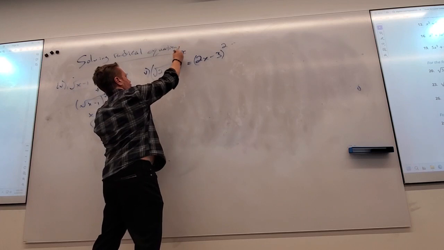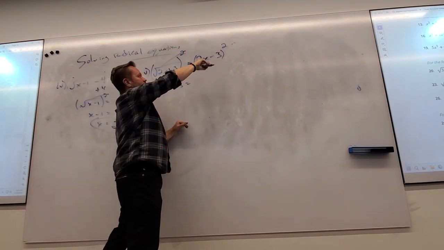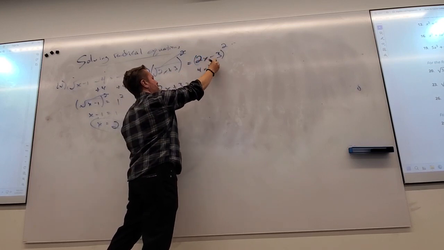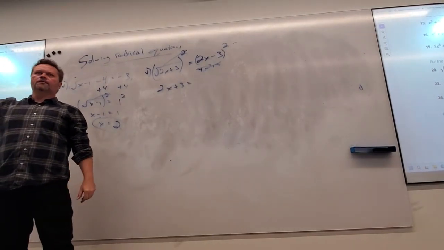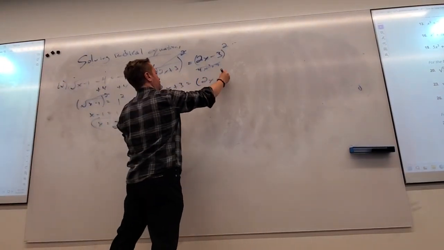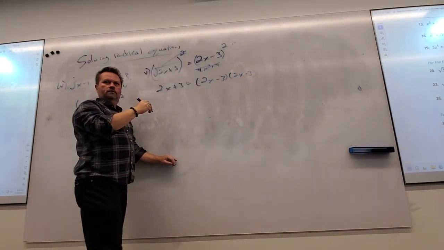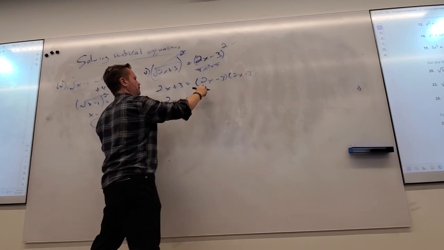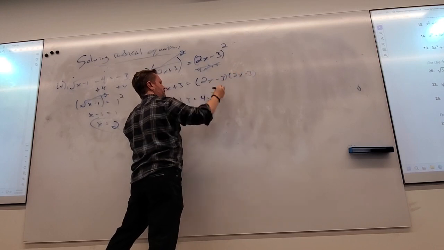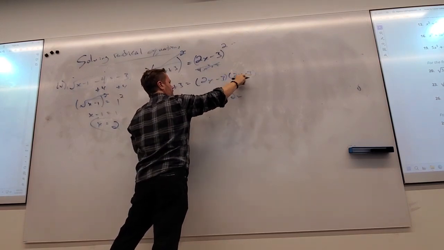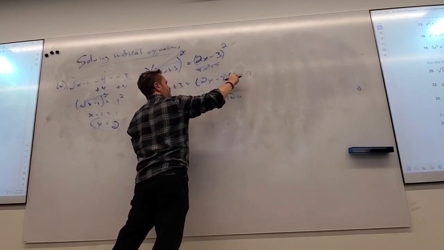So I'll do this side. Yay, I did half the work. This side is not 4x squared plus 9. You can see why somebody would think that, right? But squares don't distribute across subtraction. You have to write this thing twice. So then you get 2x plus 3 equals 4x squared minus 6, minus 6, minus 12x, plus 9. Plus 9, there it is.